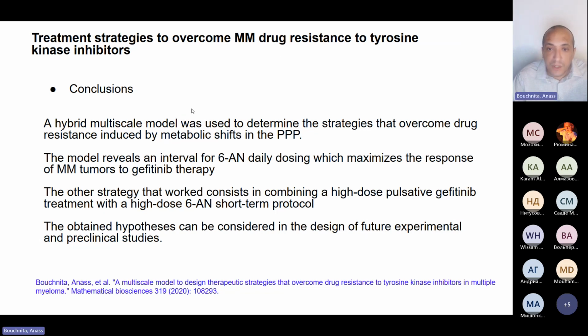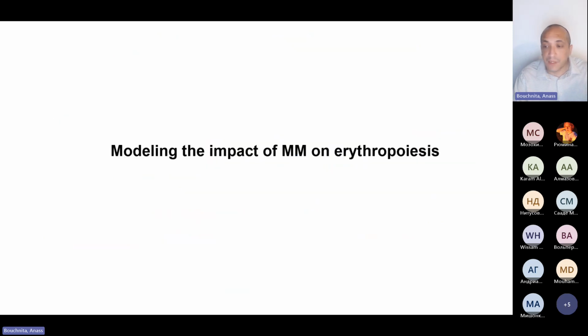Okay, so in conclusion, the model reveals that there are two strategies that work. The first one is that there is an interval for 6 AN daily dosing, which maximizes the response of the tumor to gefitinib. And the second one is combining high-dose pulsative gefitinib treatments with a high-dose short-term 6 EN protocol. And basically here we show that these two hypotheses can probably be taken into experimental and preclinical studies.